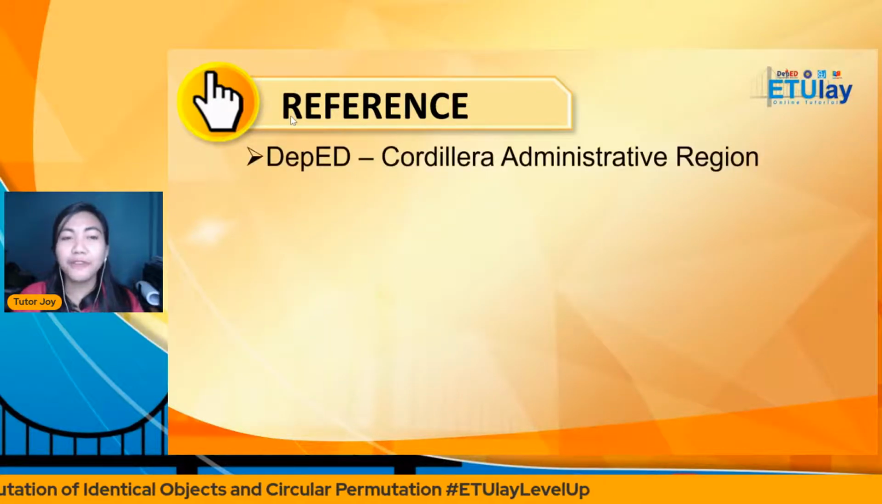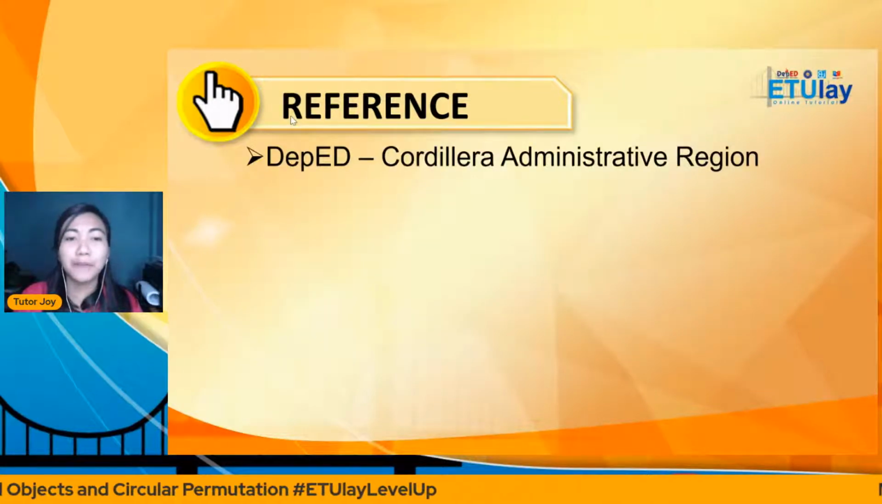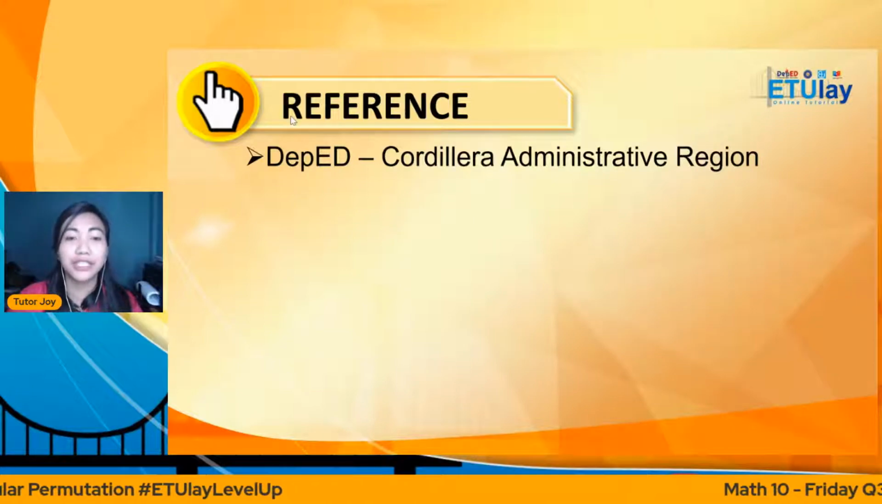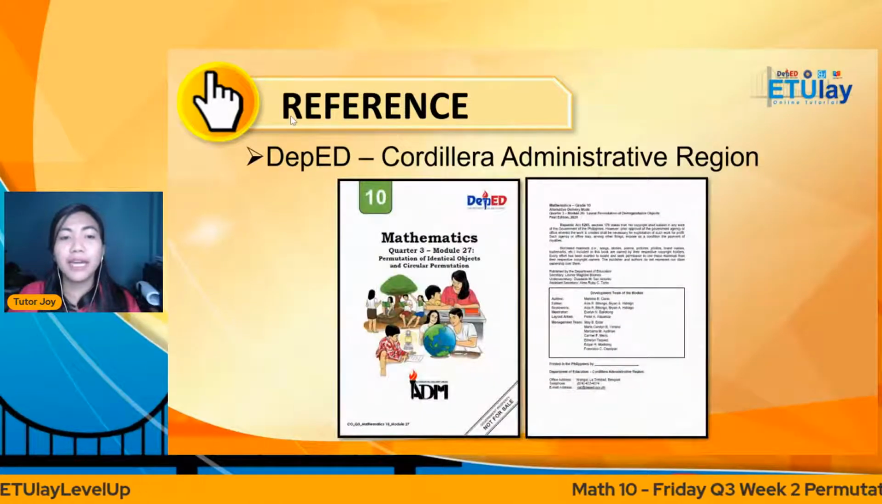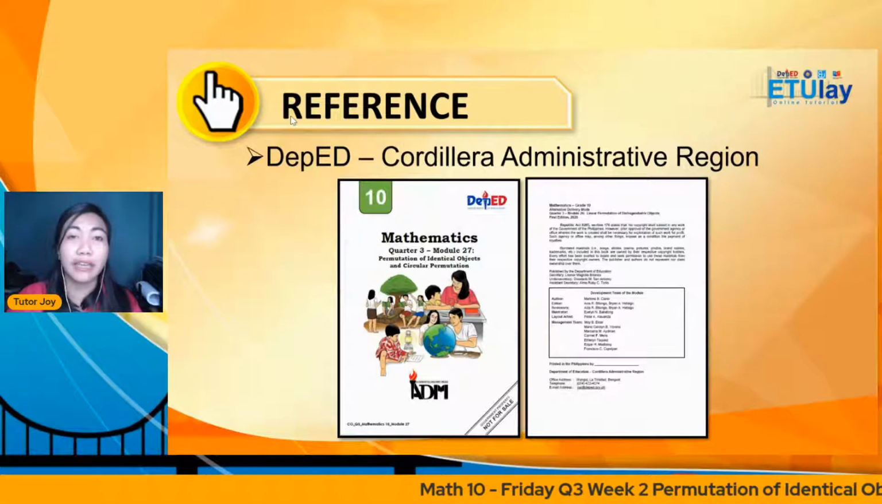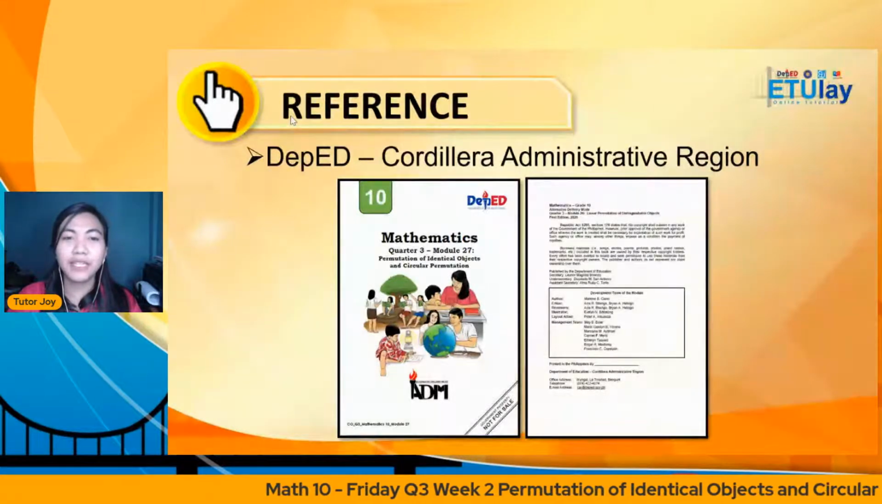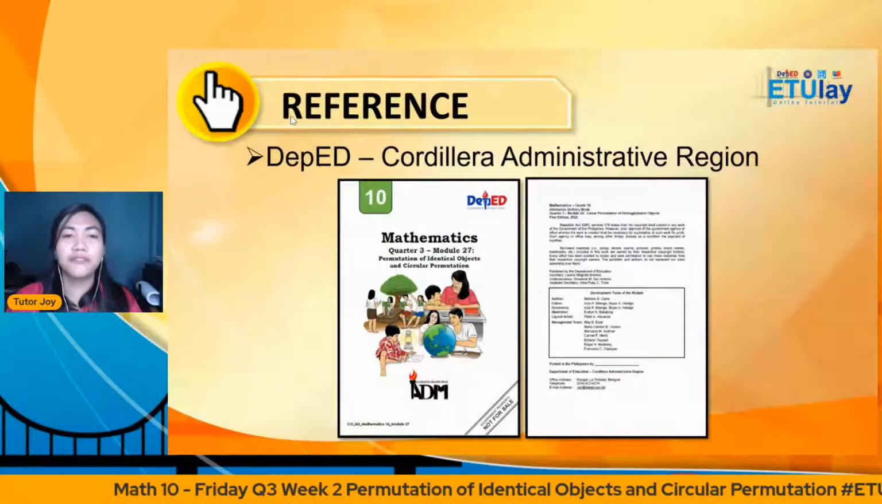And credits po for our reference. This is from DepEd Cordillera Administrative Region. We are using now the Mathematics Quarter 3 Module 27. Thank you po, DepEd Cordillera Administrative Region.